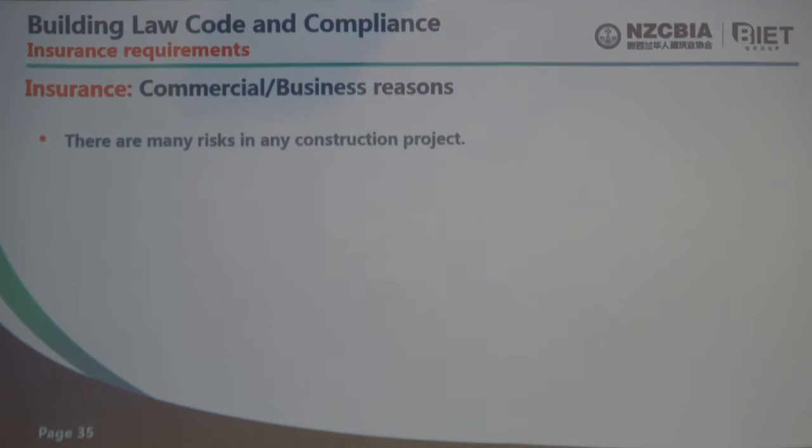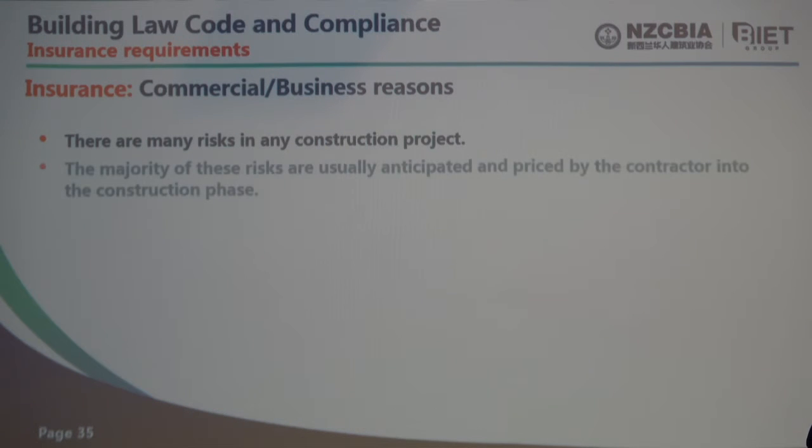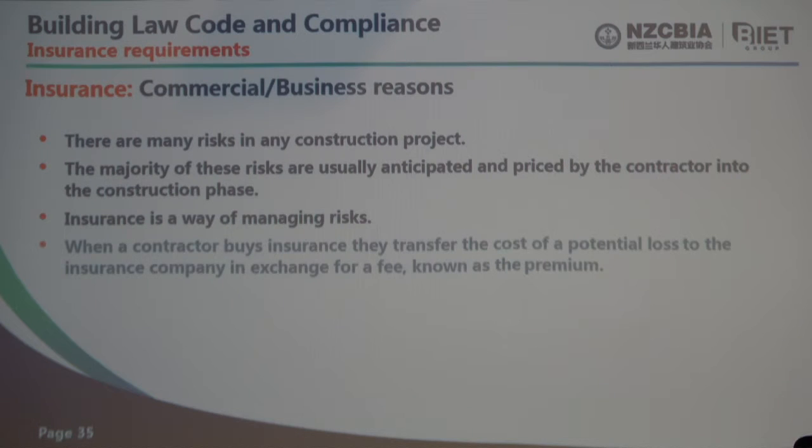So there are many risks in a construction project. The majority of the risks are usually anticipated and priced by the contractor into the construction phase. These are things I've just said. Insurance is a way of managing risks. When a contractor buys insurance, they transfer the cost of a potential loss to the insurance company in exchange for a fee or a premium. So they're transferring that risk. They pay a small amount of money, comparatively.